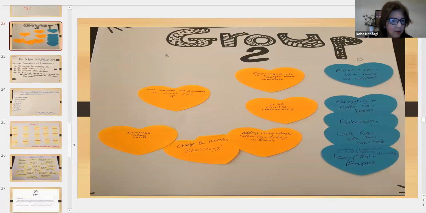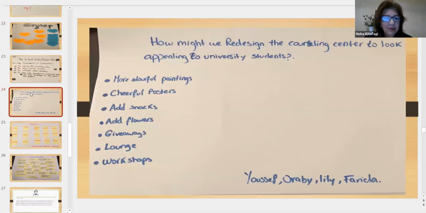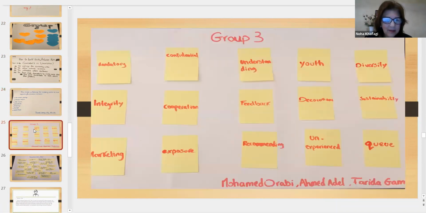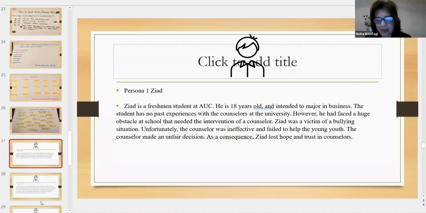Okay. And then here, this group looked at it from the emotional point of view. They wanted a trusting relationship. Another group looked at the ambience, how it should look like. All right, and yet another group, group 3. And these are everything they came up with after they interviewed the people. Let us look at the personas and how revealing they are.